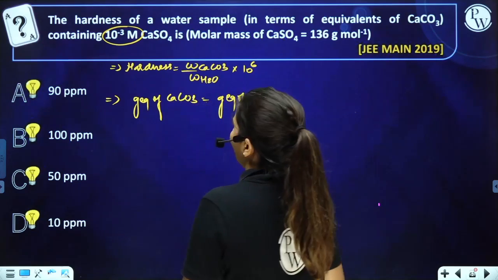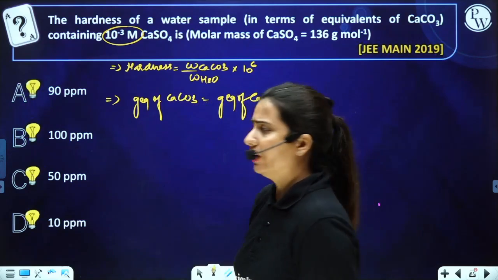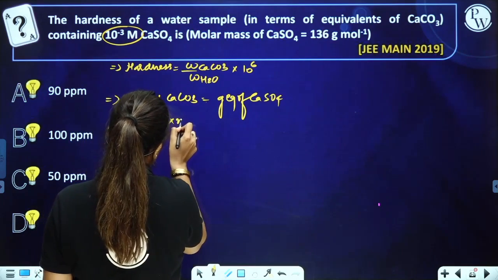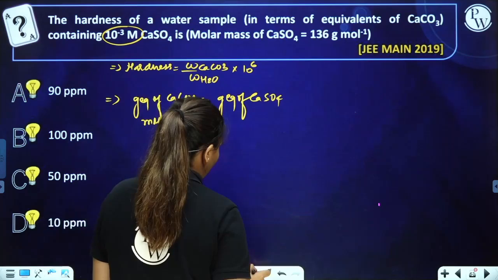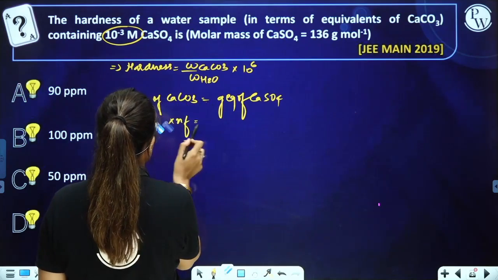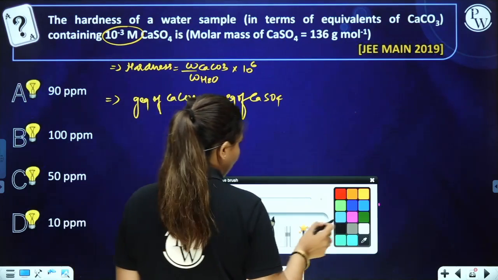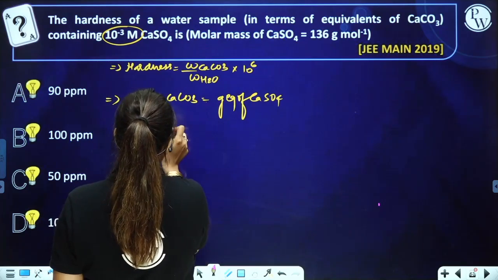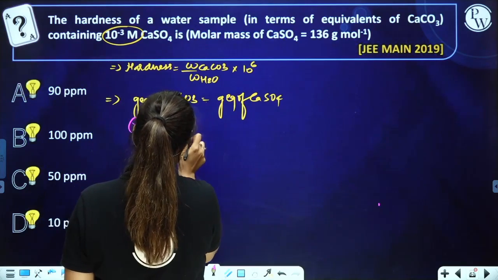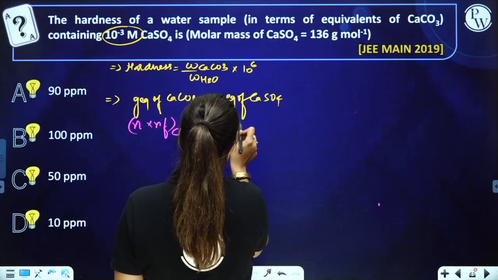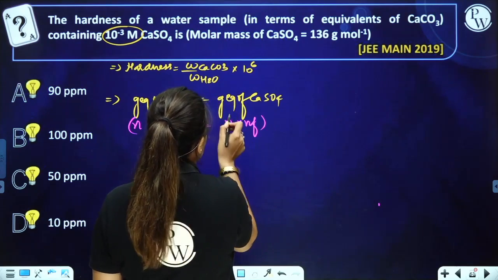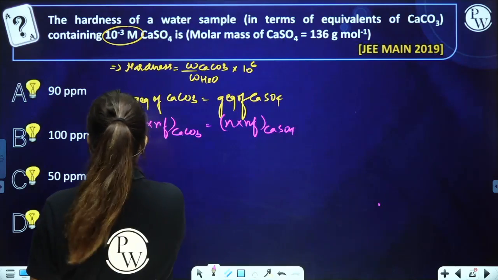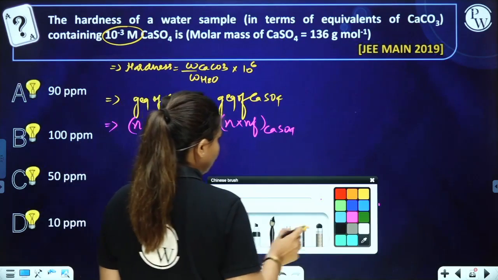Now we can use one more formula for the gram equivalents, which is mole into n factor. You all know that gram equivalents are also expressed in terms of mole into n factor. So we can have mole into n factor for the case of the calcium carbonate, and mole into n factor for the case of the calcium sulfate. We can have these two things.